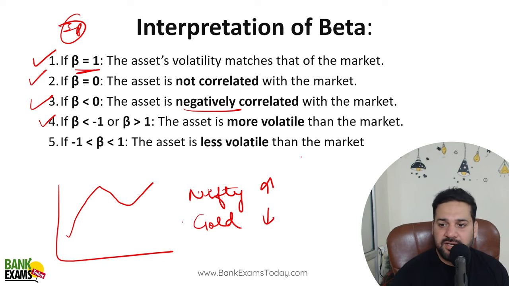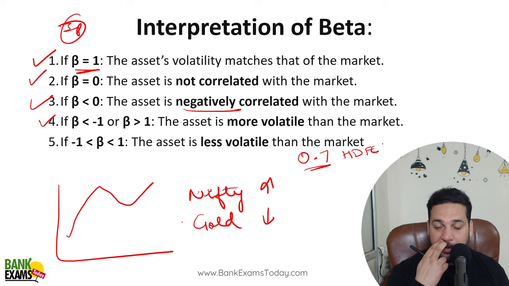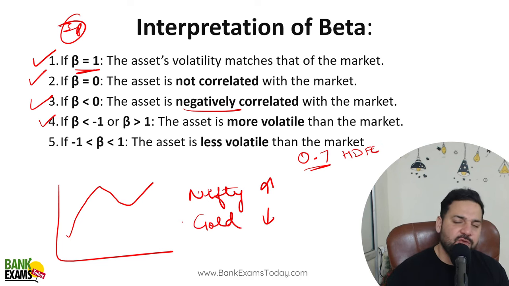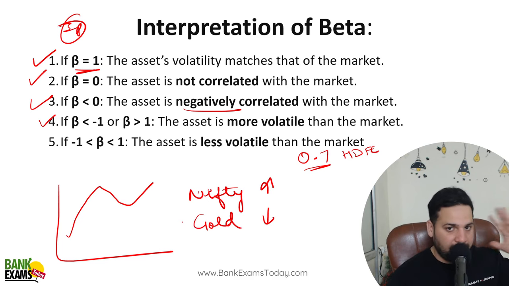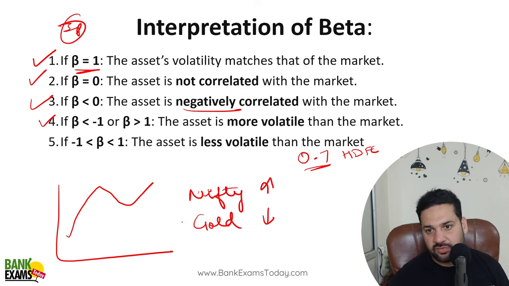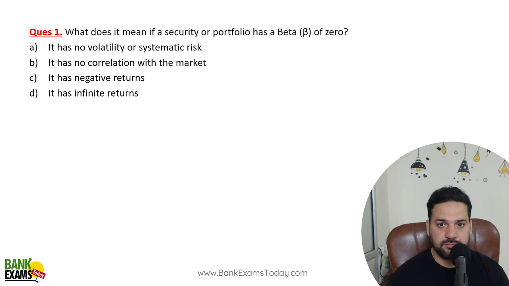Let's say the beta of a security is, let's say, 0.7. HDFC bank ka beta, let's say, 0.7 hai nahi hai aajkal. Let's assume it is 0.7. That means it is less volatile than the market. Okay. So very important interpretation. Yaad rakhe hai isko. Bahut hi important hai.